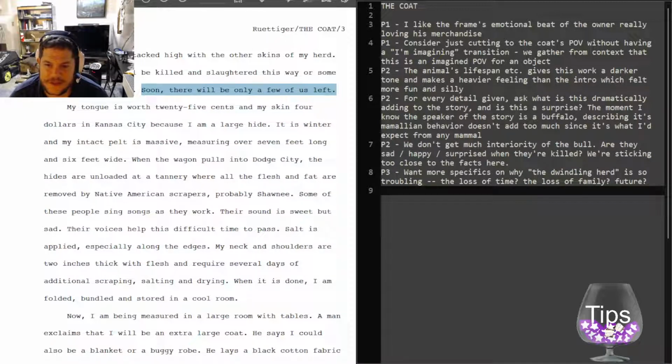My tongue is worth 25 cents. My skin is $4 because I'm a large hide. It's a winter. My intact pelt is massive, measuring over 7 feet and 6 feet wide.